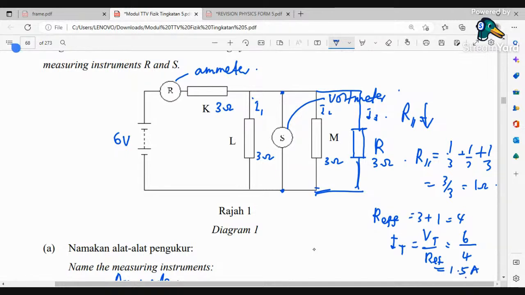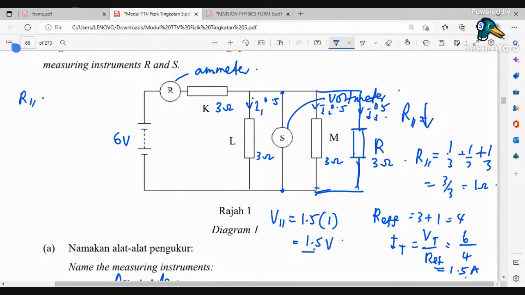Okay, so you have current, you have voltage. So voltage across the parallel part equals 1.5 times 1 is 1.5. Okay, and then 1.5 divided equally, you will get 0.5, 0.5, 0.5. Okay, so the parallel part is 1.5 volt.